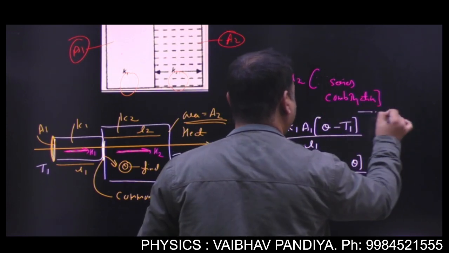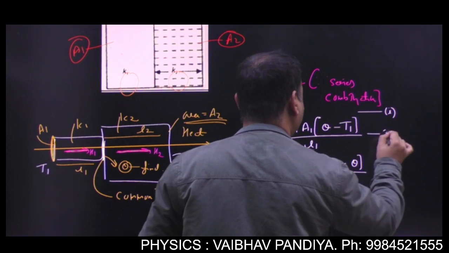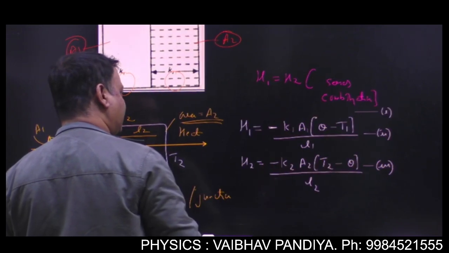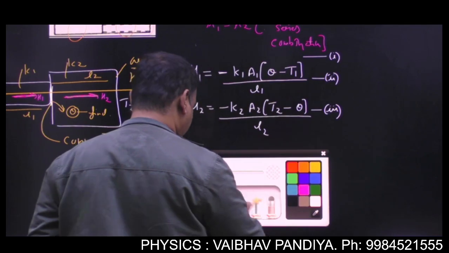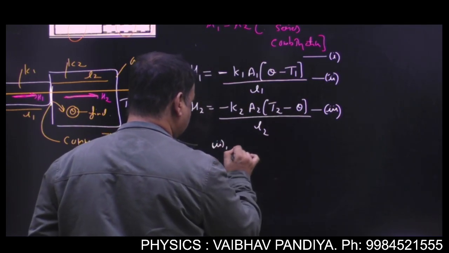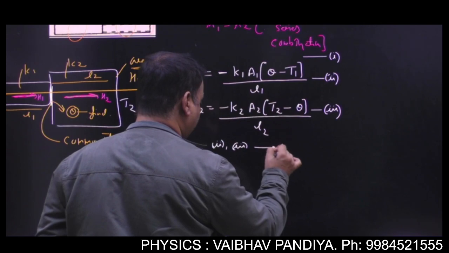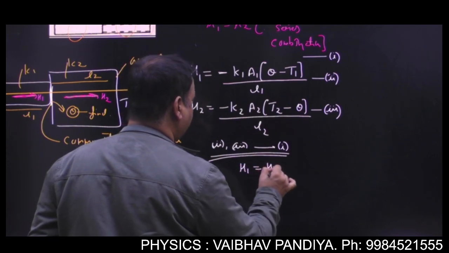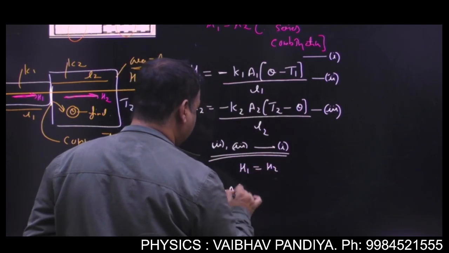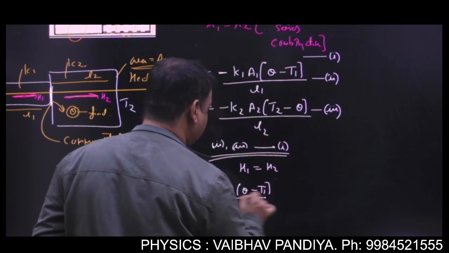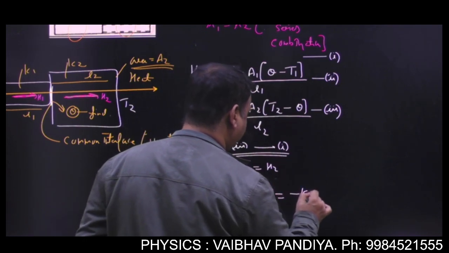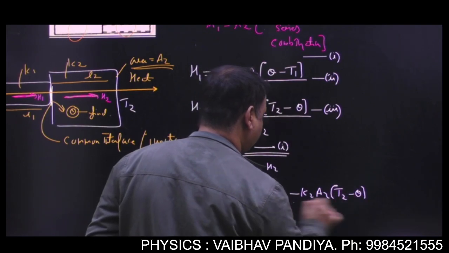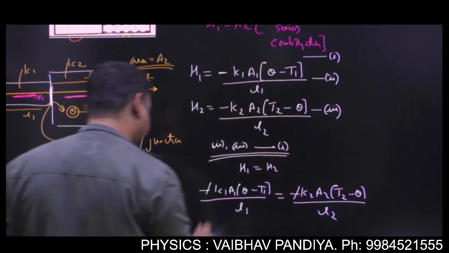Okay, so let this be equation 1, 2, 3. Now what we have to do? Now the rest is mathematics. Put equation 2 and 3 in equation number 1. So what we'll get? H1 is equal to H2. So minus K1 A (theta minus T1) by L1 is equal to minus K2 A2 (T2 minus theta) by L2. Now this will get cancelled away, cross multiply.